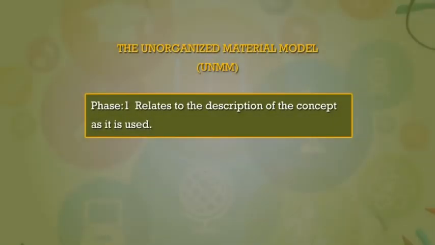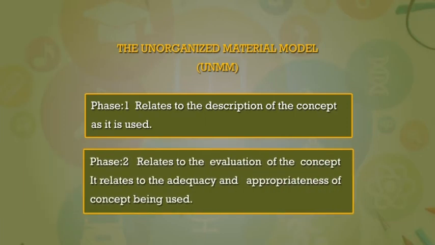The syntax of this mode of concept attainment is also quite different from those of the reception and selection model. It consists of 2 phases. Phase 1 relates to the description of the concept as it is used, and Phase 2 relates to the evaluation of the concept. It relates to the adequacy and appropriateness of the concept being used.